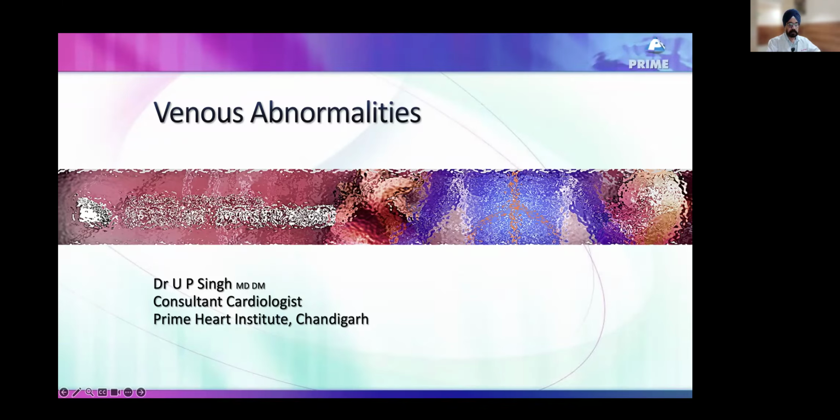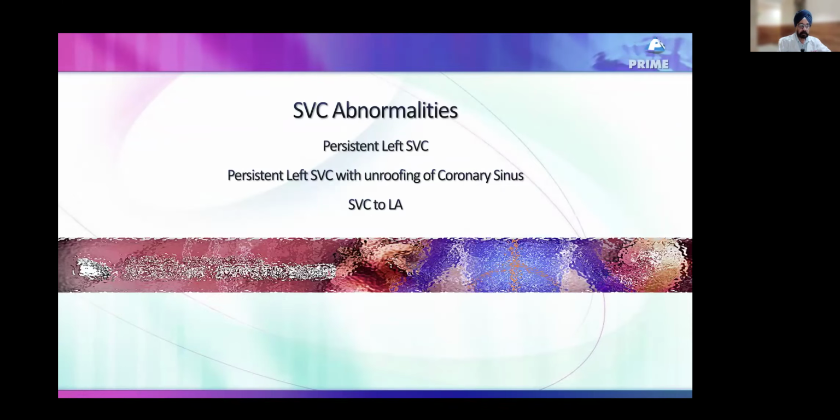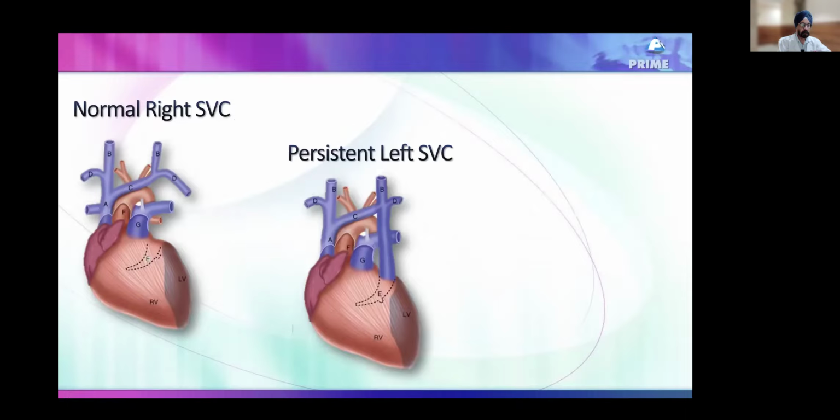So now we'll discuss the venous abnormalities. These are the common venous abnormalities which you would be looking for. Normally, you have the right subclavian, right superior vena cava, and brachiocephalic vein, or innominate vein, or you can have the left superior vena cava. Even in this picture, they have not removed the brachiocephalic.